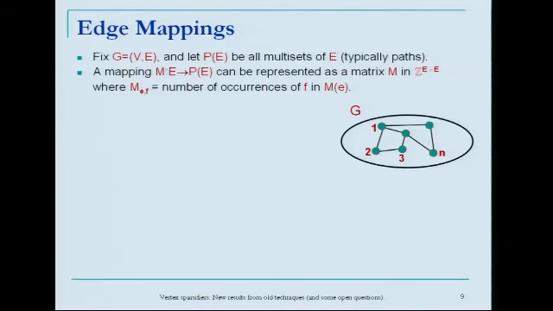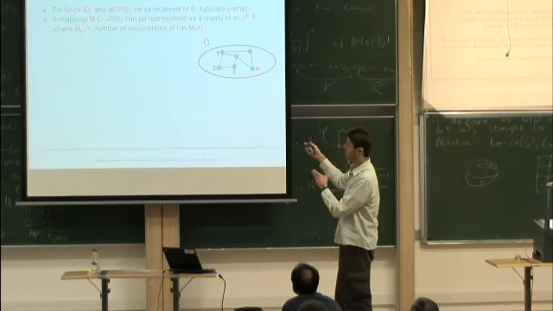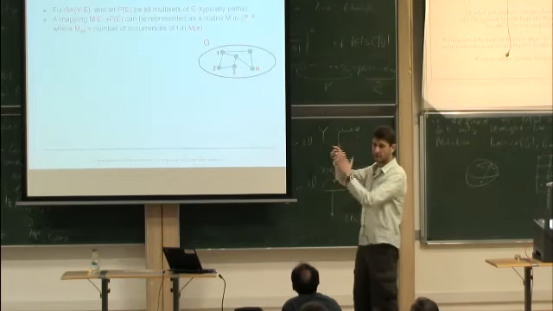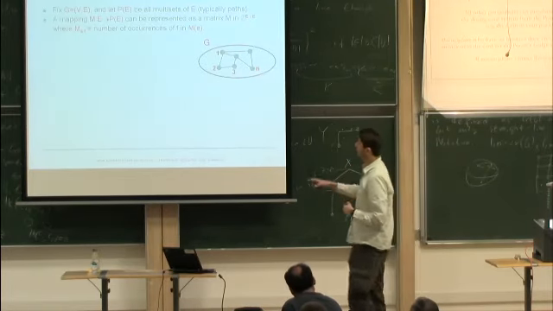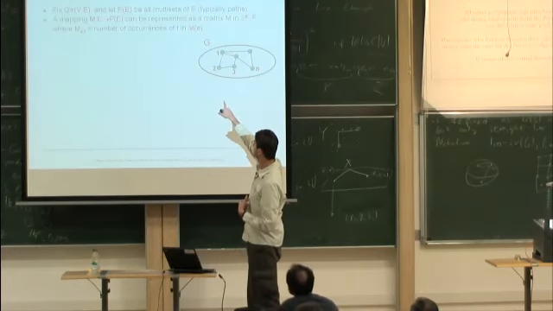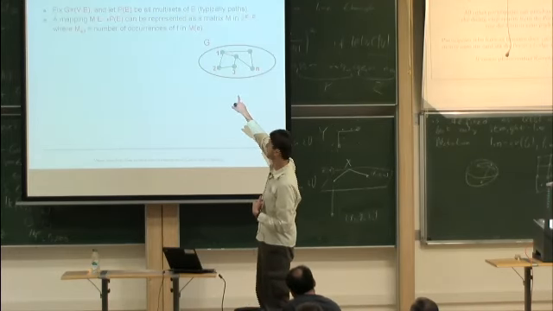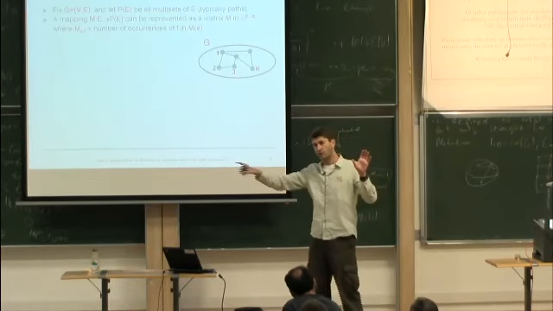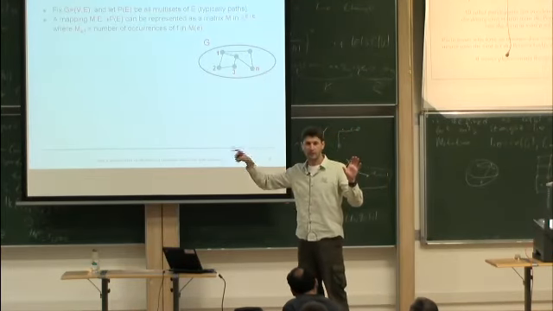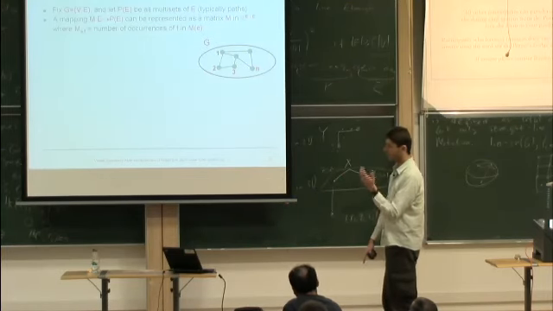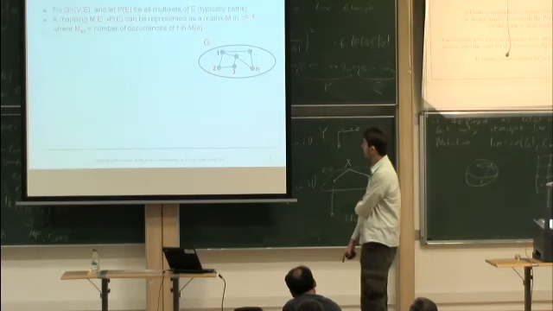We'll see soon how to use it, but just know that if you have this mapping, a function M from the edges to paths, then you can also think of it as a matrix of size E by E, where the entry M(e, f) is the number of occurrences of f in the image of M of e. So if M of e is a path, you think of it as a row in the matrix with a lot of zeros, and ones whenever you use the edge, or maybe more than one if you use it multiple times.